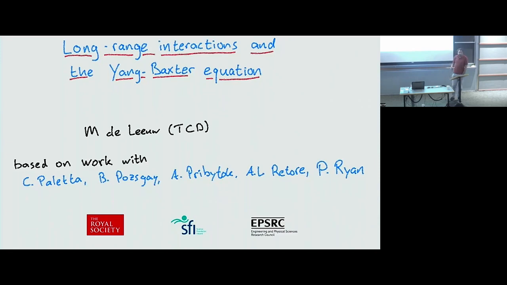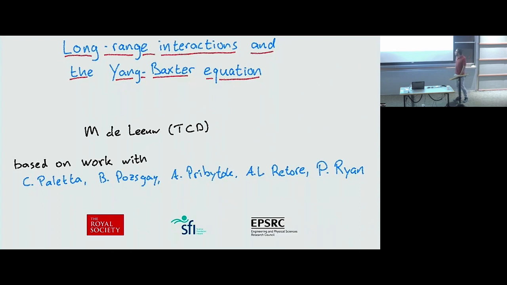So someone mentioned to me during the lunch that I'm the only non-Italian speaker for today. But, well, I'm based in Ireland, and if you squint a little bit, then the Irish flag looks a little bit like the Italian flag, so maybe that's good enough for now.